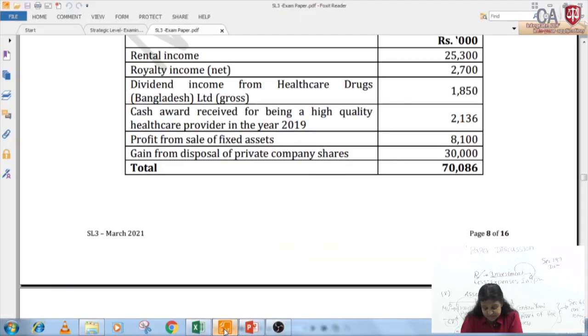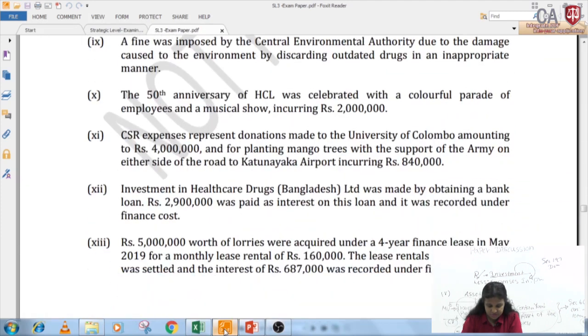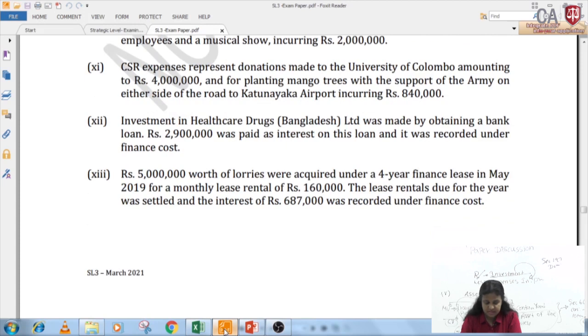Next one, we are in the last few adjustments, I guess. Rupees 5 million worth of lorries were acquired under a 4 year finance lease in May 2019 for a monthly lease rental of rupees 160,000. The lease rentals due for the year were settled and the interest of rupees 687,000 was recorded under finance cost. Do we need this information on finance lease agreements entered on or after 1st April 2018? No. Under section 31, very clearly it has been mentioned, it is a financial arrangement, it's only a blended loan. On all the assets acquired under finance lease, on the cost we can claim the capital allowances. This information is not relevant for your calculation.